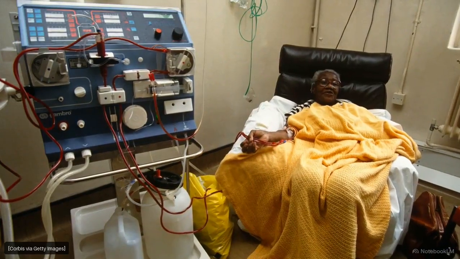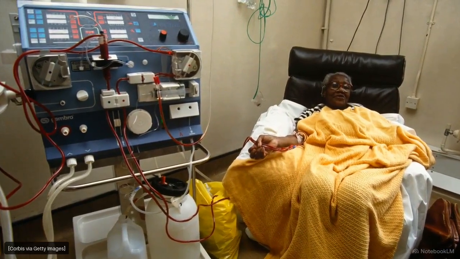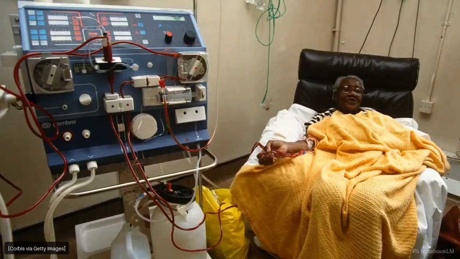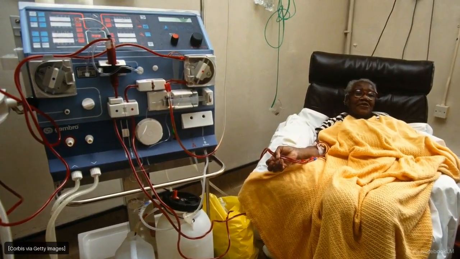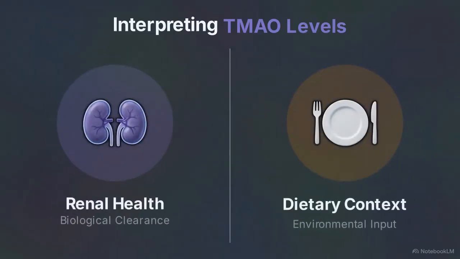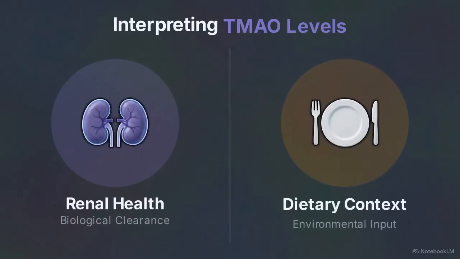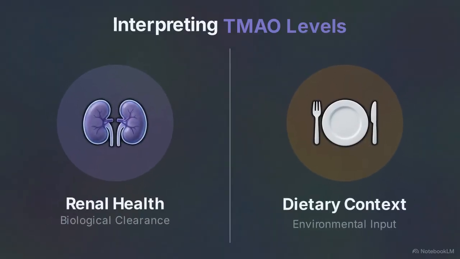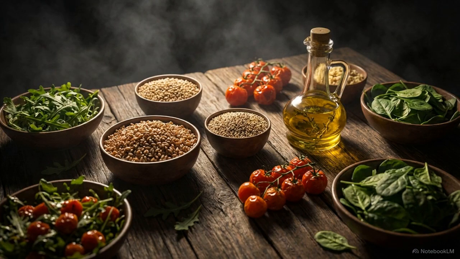Kidney function is the ultimate filter for these levels. When kidneys fail, TMAO pools in the bloodstream, reaching concentrations 30 times higher than normal. Effective risk assessment requires interpreting TMAO levels through the lens of renal health and dietary context. Dietary modulation serves as the first line of defense.